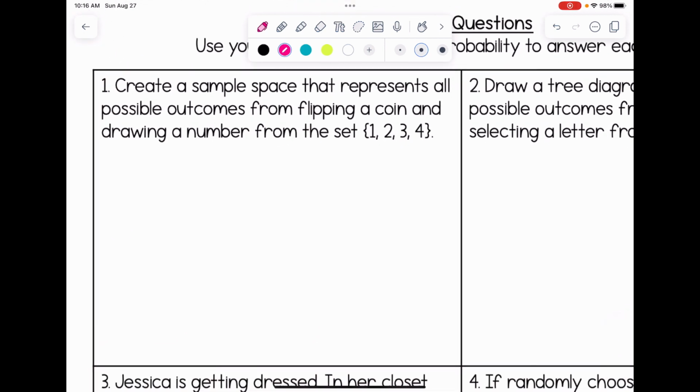All right, number 1, create a sample space that represents all possible outcomes from flipping a coin and drawing a number from the set 1, 2, 3, 4. Now, we should end up with 8 possible outcomes. That's because there's 2 from flipping a coin, we could get heads or tails, and 4 from drawing a number from that set. So I'm going to have heads 1, heads 2, heads 3, heads 4, tails 1, tails 2, tails 3, tails 4, and there are 8 possible outcomes.